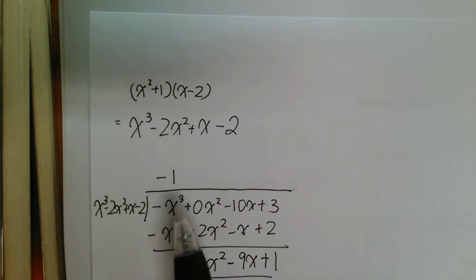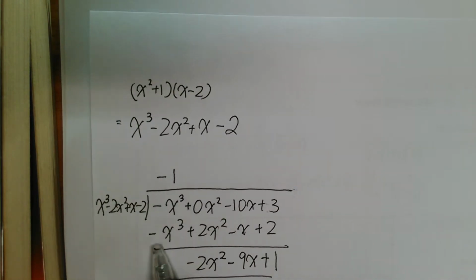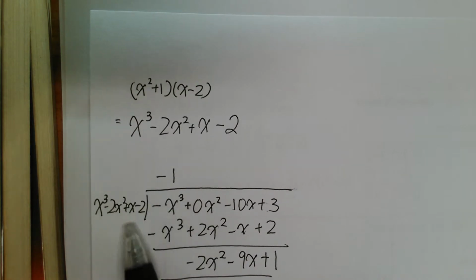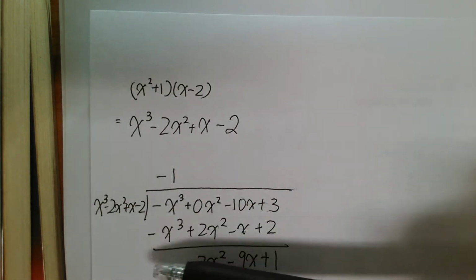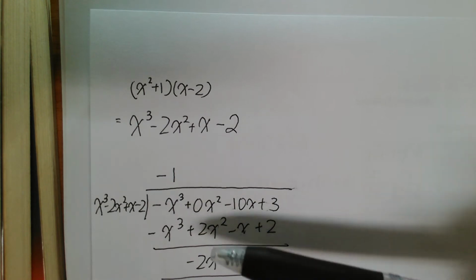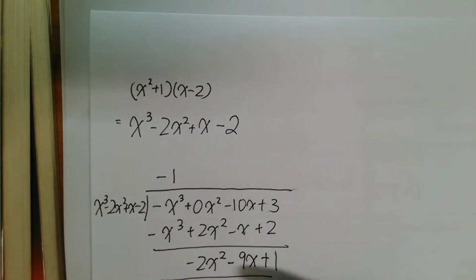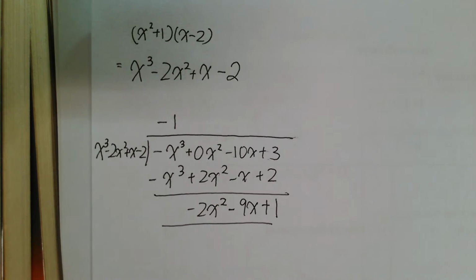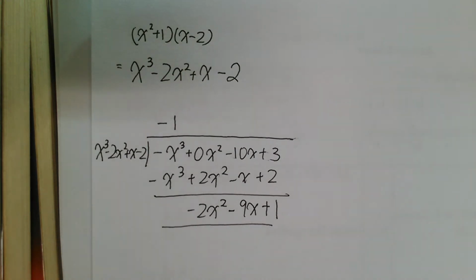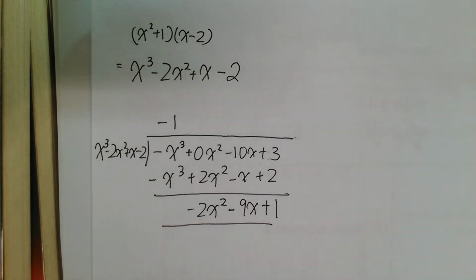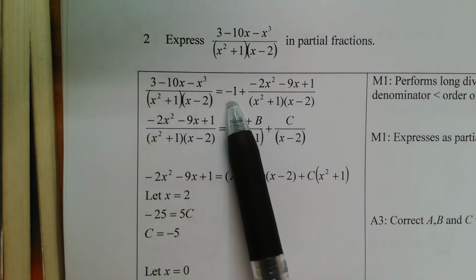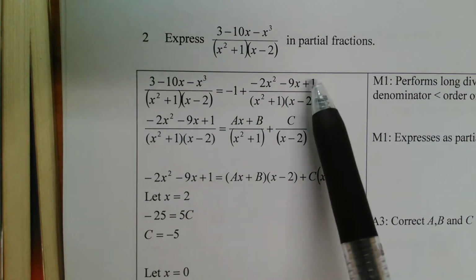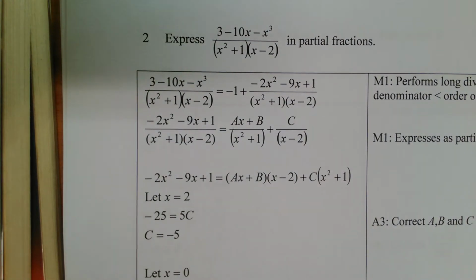Negative x cubed here, we put in a negative 1. We get negative x cubed plus 2x squared minus x plus 2. If you subtract, negative x cubed minus negative x cubed gives you nothing. Here it gives you 0, minus 2x squared, negative 2x squared. And here it gives you negative 9x. And over here 3 minus 2 gives you 1. So this is the quotient and this is the remainder. Therefore our expression becomes negative 1, which is the quotient, plus the remainder divided by the divisor.